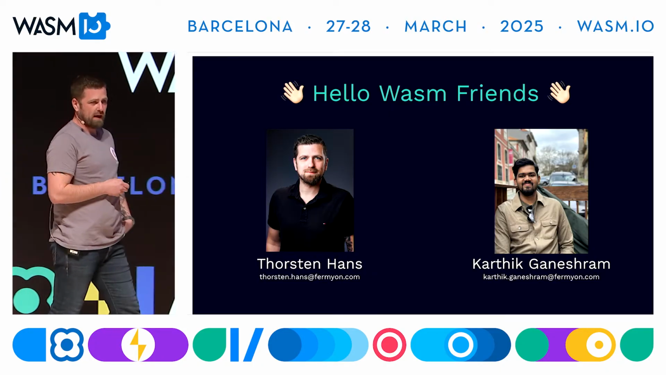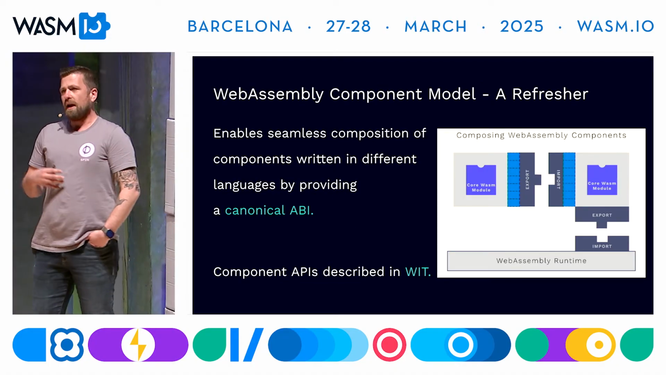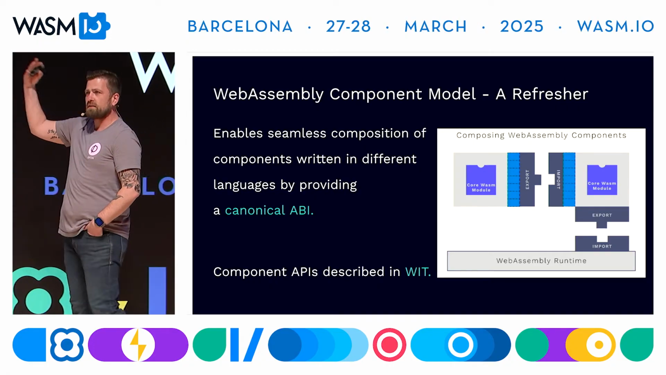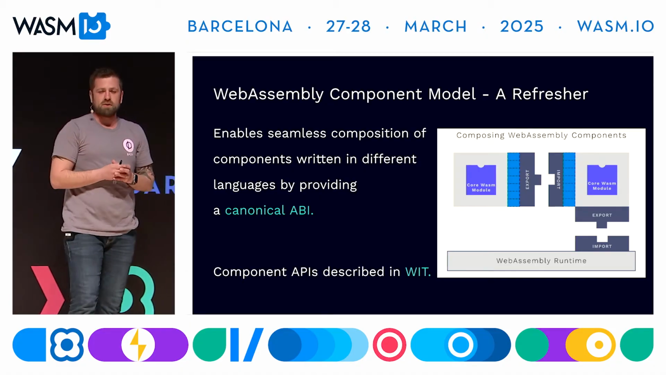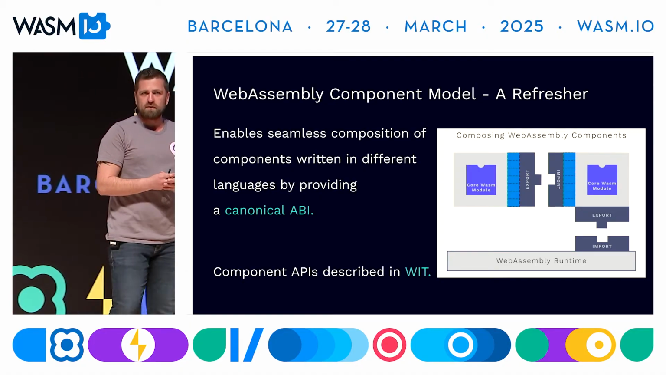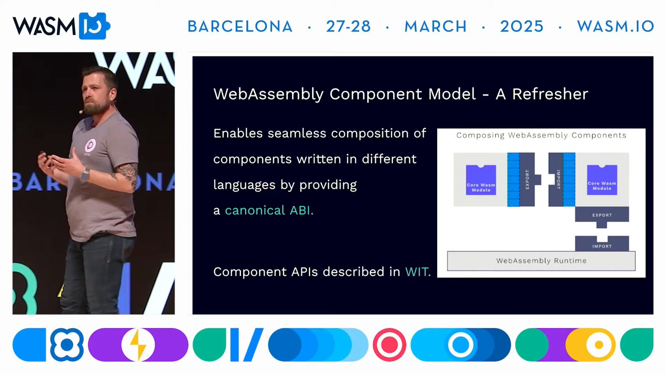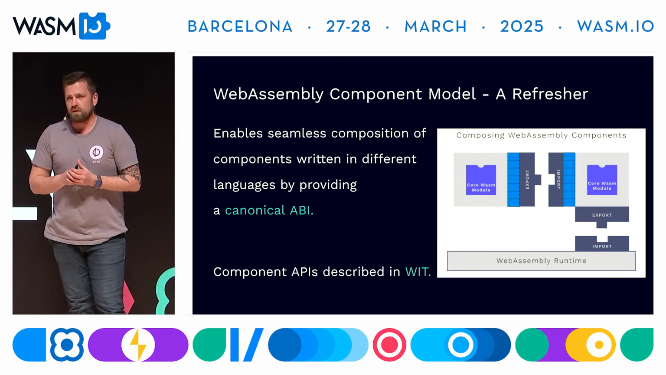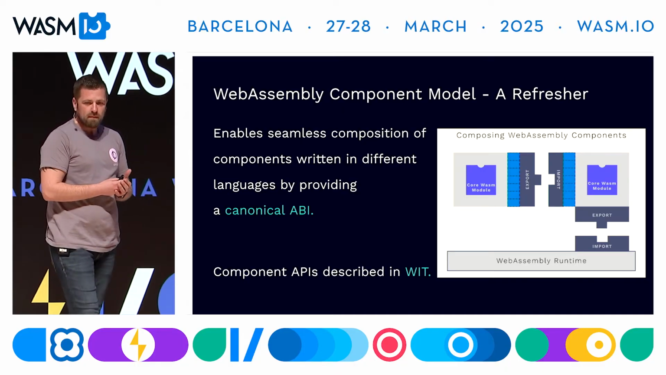Before diving into that, let's do a quick refresher on the component model just to ensure everybody's on the same page. So the WebAssembly Component Model is an extension to core WebAssembly, allowing us to compose applications from multiple components written in different languages, right? And we express the API or the contracts of those components using WebAssembly interface types, or WIT for short.